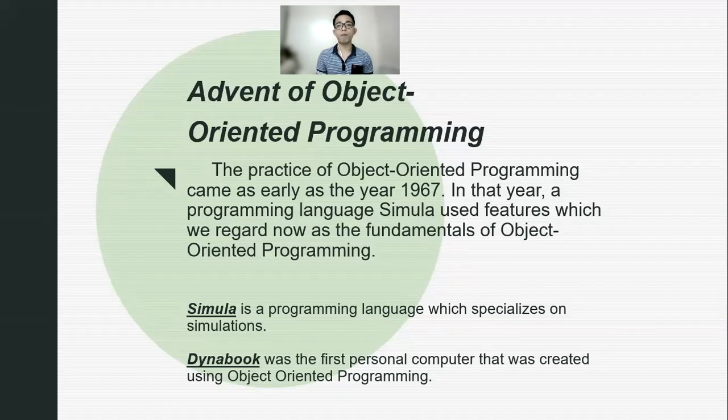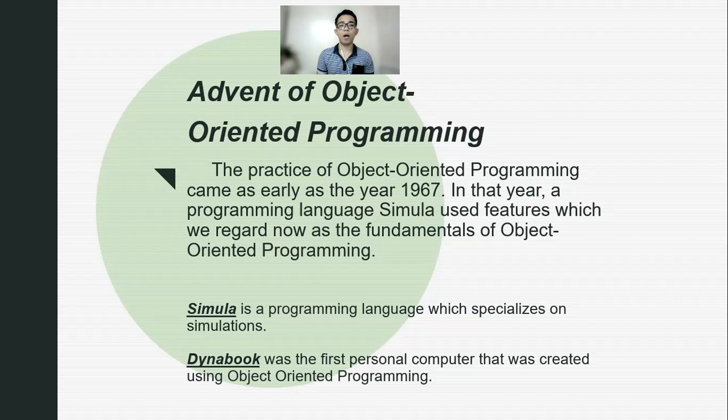Next, we have the advent of object-oriented programming. The practice of object-oriented programming came as early as the year 1967. In that year, a programming language, Simula, used features which we regard now as the fundamentals of object-oriented programming. Simula is a programming language which specializes in simulations.